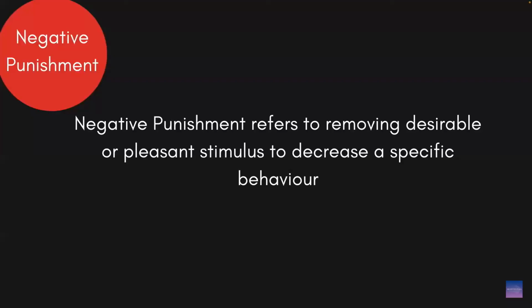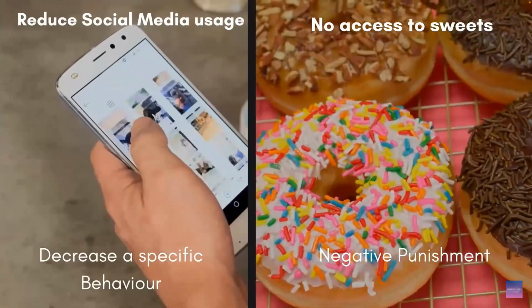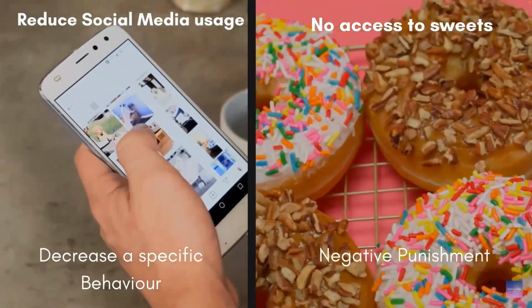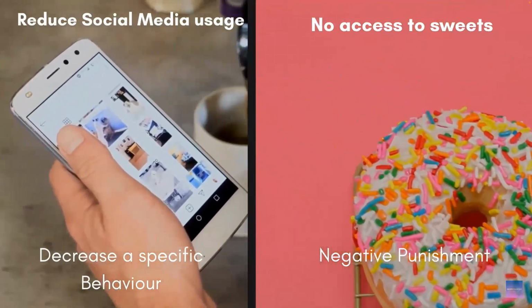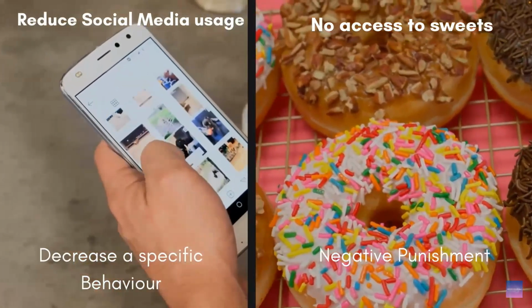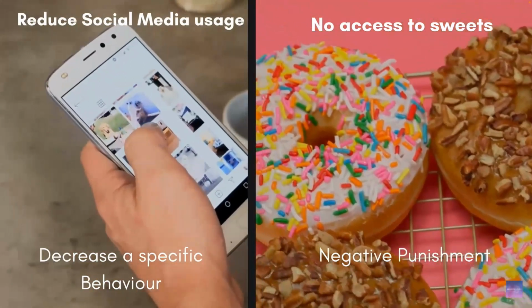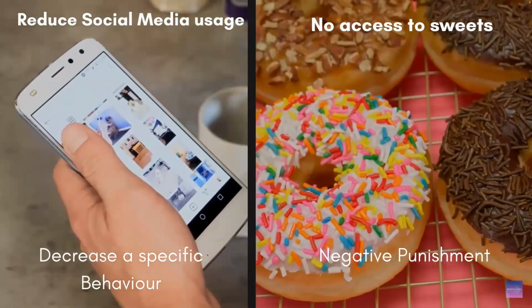Negative punishment, on the other hand, refers to removing a desirable or pleasant stimulus to decrease a specific behavior. For example, if you want to reduce your social media engagement, you may set a rule for yourself that if you spend more than 20 minutes a day on your social media apps, you will restrict your access to your favorite sweets or treats. Since you like eating your favorite sweets, restricting them is undesirable. So to avoid this, you will decrease your behavior of engaging in social media apps for more than 20 minutes a day.